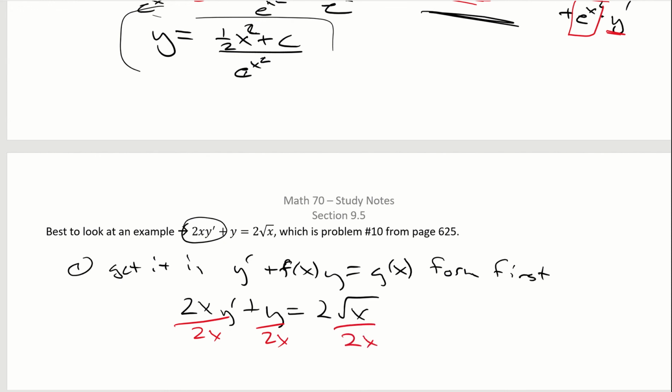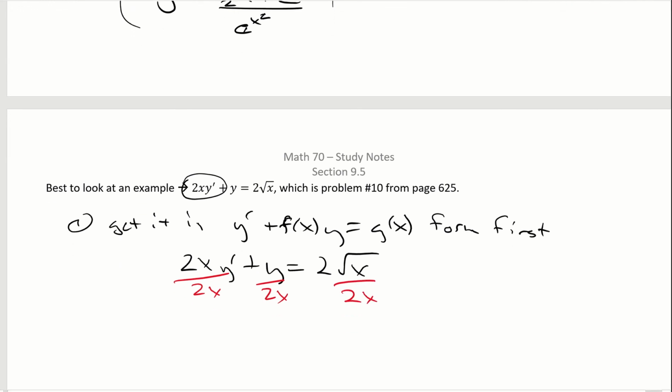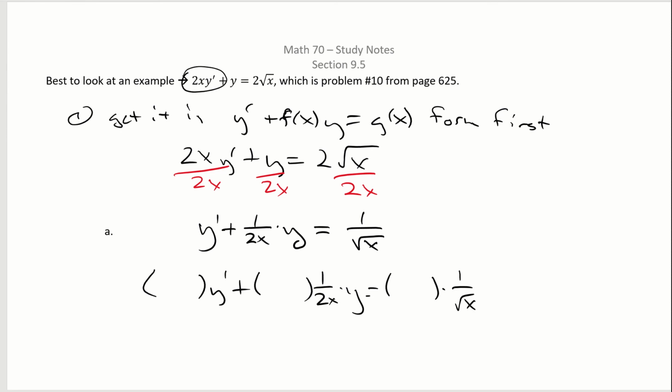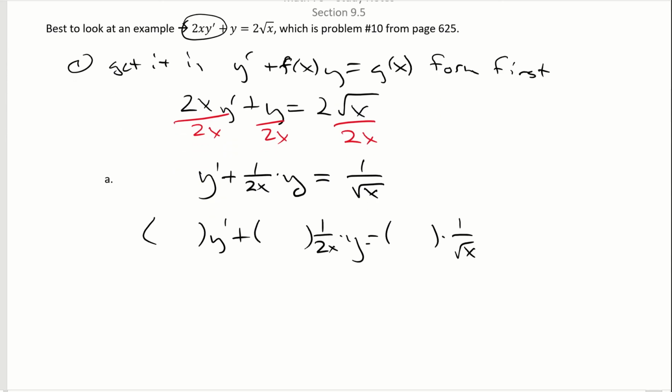I'm going to give you one to do after this, so pay very special attention. So we got y prime plus, I'll write it as 1 over 2x times y. And this one reduces down to, it looks like it's 1 over square root of x. Okay. It's time for the integrating factor. So that means I'm going to make some space and multiply all the way across with it. With what? With what is a good question. Here's the integrating factor, how you find it.